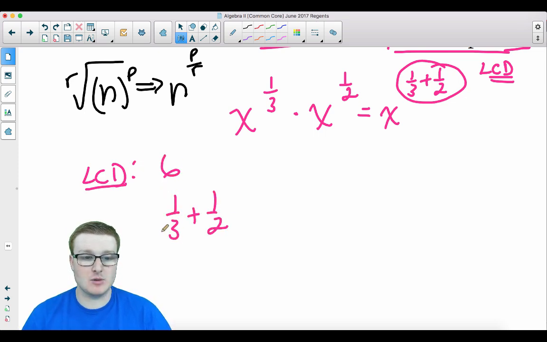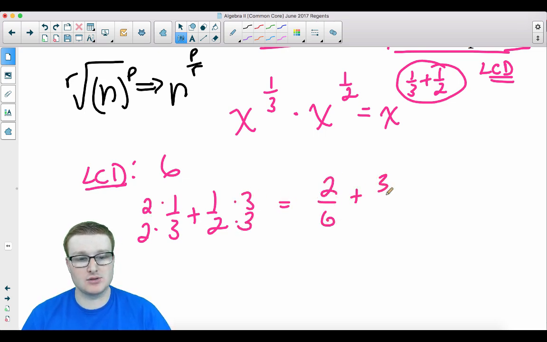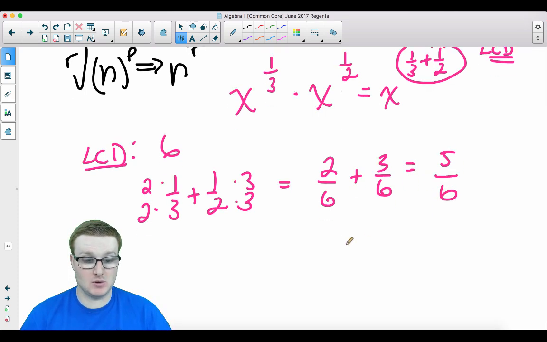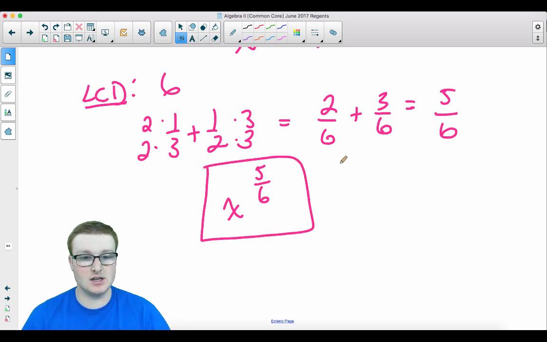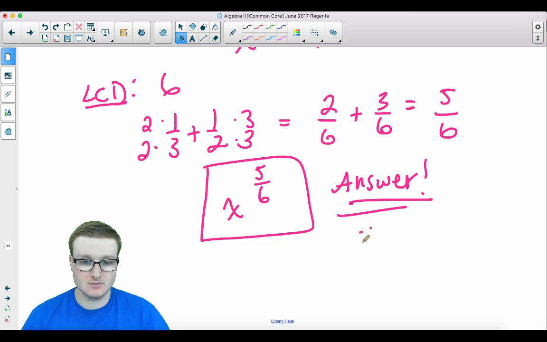1/3 plus 1/2, I'm going to multiply this by 2 and this by 3. We get 2 over 6 plus 3 over 6. That's 5 over 6. Okay? So this, ladies and gentlemen, is your new exponent. So we're taking x to the 5/6, expressed as a rational exponent. We are done, ladies and gentlemen. This is your answer. And we're done.